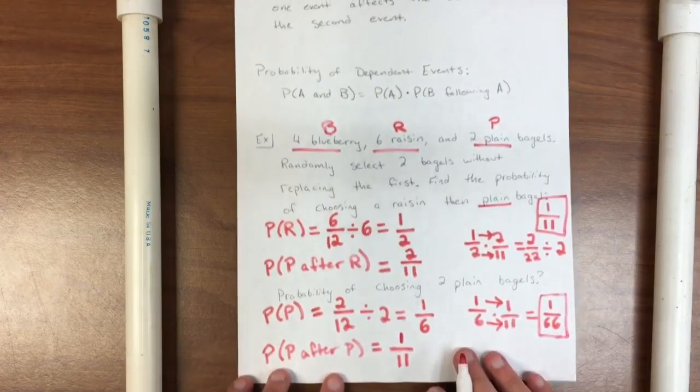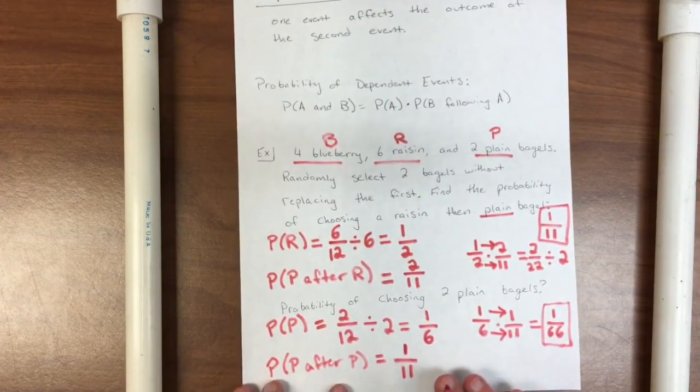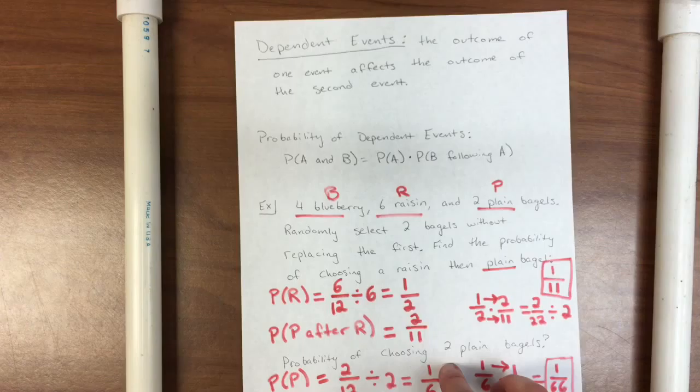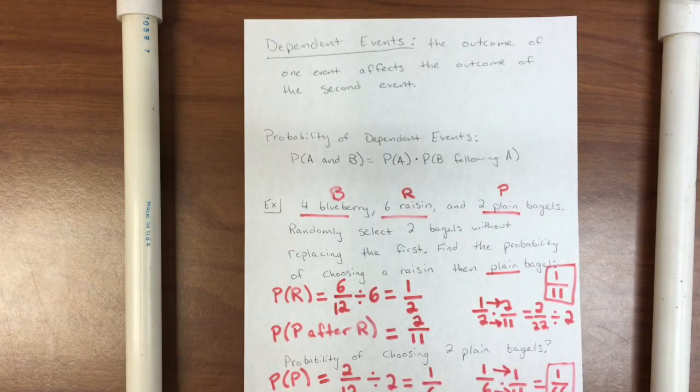We have to remember when we're looking at independent and dependent events that we want to check if one event is affecting the other event. If it doesn't affect it, we choose the equation for probability of independent events, and if one does affect the other one, we want to choose the equation for the probability of dependent events.